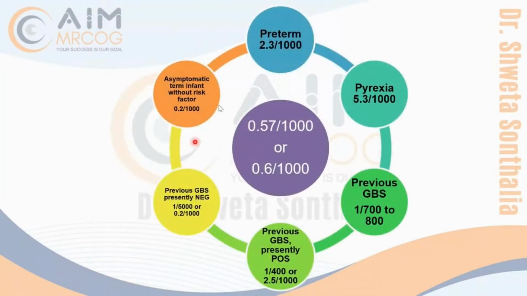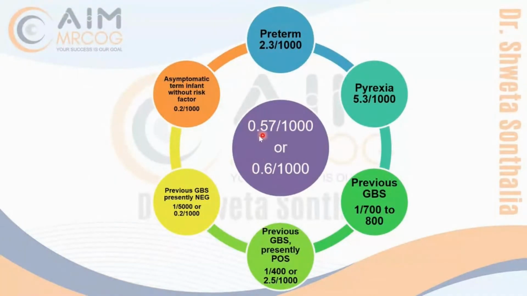Now, how much is the risk? This is very important, because sometimes they simply ask you how much is the risk to the baby. The generalized risk is 0.57 per thousand to the baby. Since 7 is more than 5, you round it up to 0.6. I have mentioned this specifically because the previous guideline mentioned 0.5, and in the new guideline it is 0.6. So if you get a question on the incidence, you will choose 0.6.